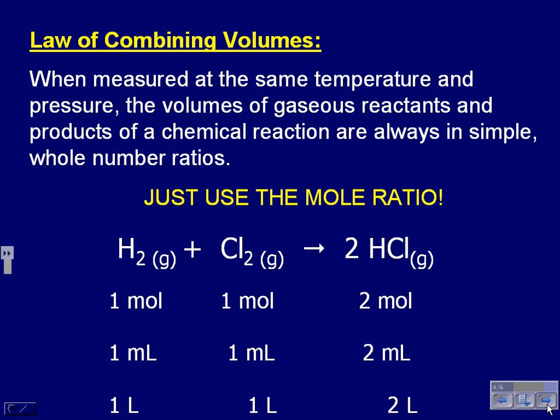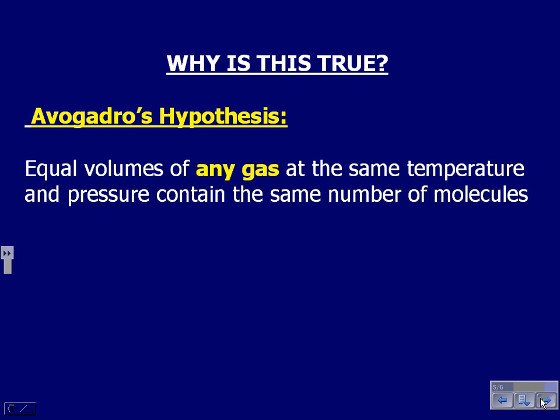So if you've got a problem and it's going from a gas to a gas and they say it's at the same temperature and pressure, or they give you numbers and they're the same, you can ignore the numbers and just use the mole ratio. Why is this true? I do want you to write it down. This is a little historical bit of information.